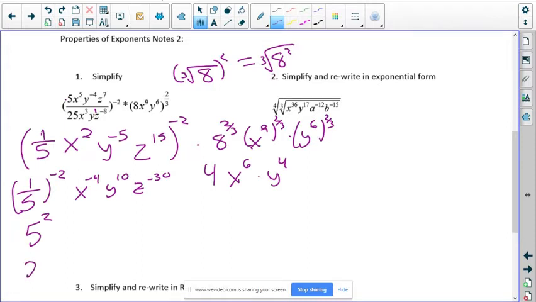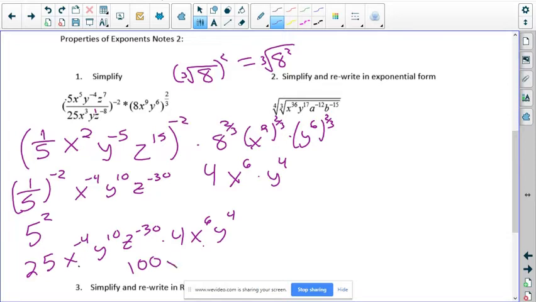which is 25. So we have 25, x to the negative 4th, y to the 10th, z to the negative 30th, times 4, x to the 6th, y to the 4th, which will simplify further to be 100. X to the negative 4th times x to the 6th is an x to the positive second. Y to the 10th times y to the 4th, we add those exponents to get y to the 14th.